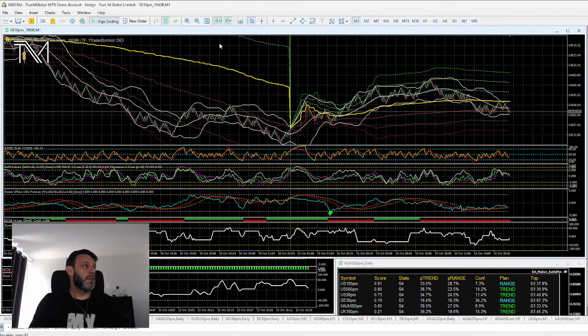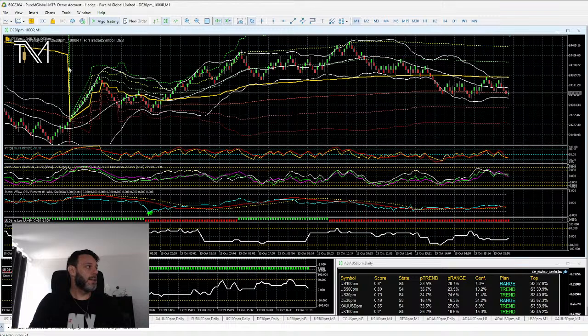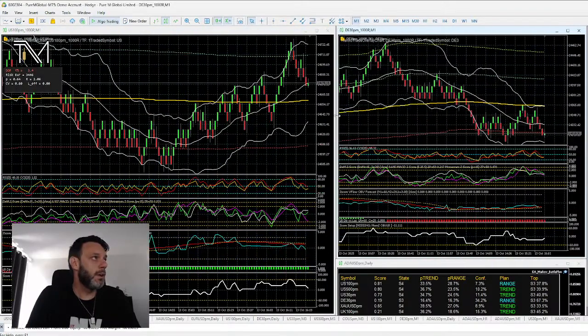So let's take a look at the German DAX 30, and here we have a 10 brick chart. All right, this is the beginning of this very session. Same indicators as before. Nothing to do here as well. Okay, so we're gonna wait.